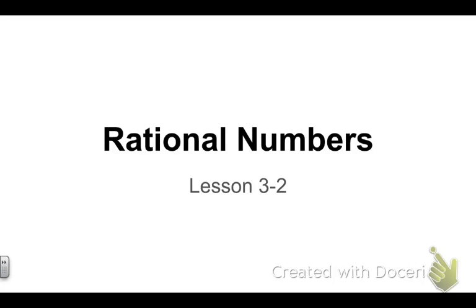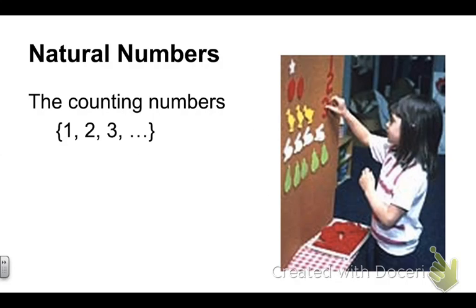Alright, lesson 3.2 is on rational numbers. We've got lots of vocabulary to go through, so make sure you are getting the definition and you're getting the number examples. So the first one are natural numbers, and these are our counting numbers. When you are a child, these are the first things that you begin to recognize as numbers. You start to count 1, 2, 3, 4, 5, and so on.